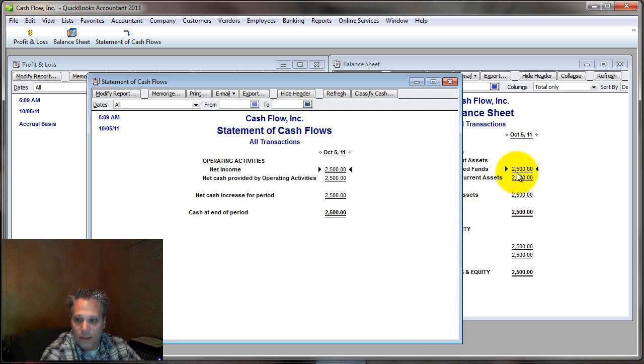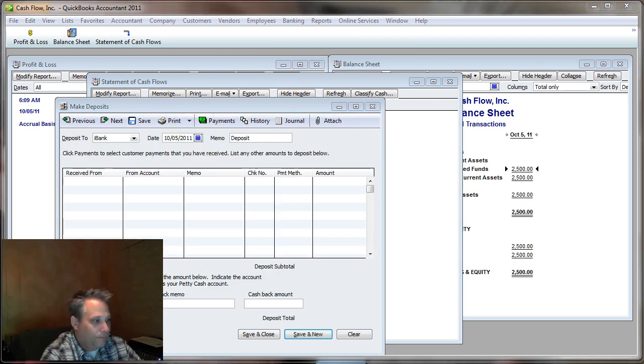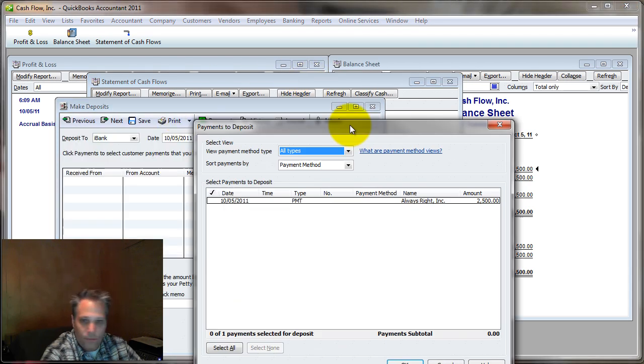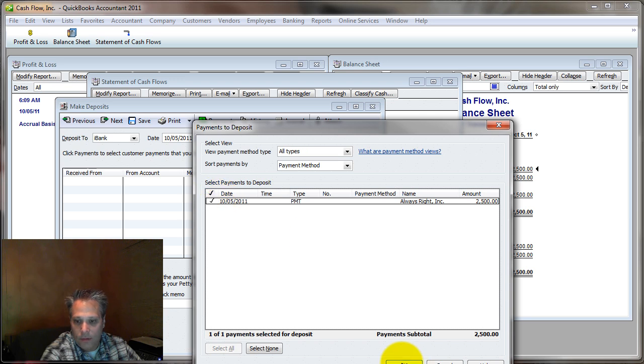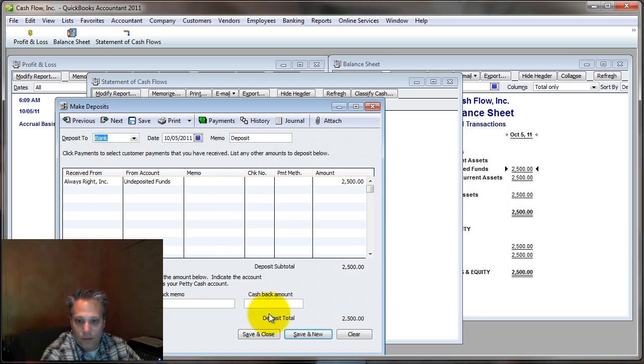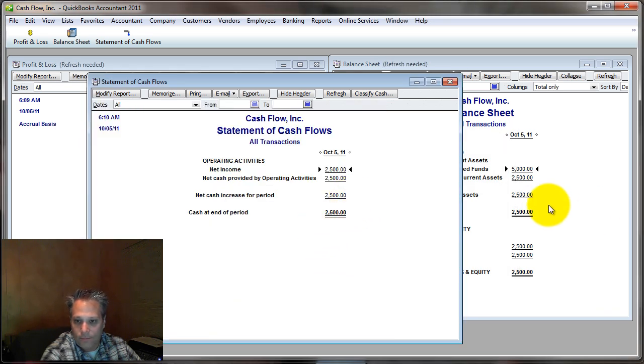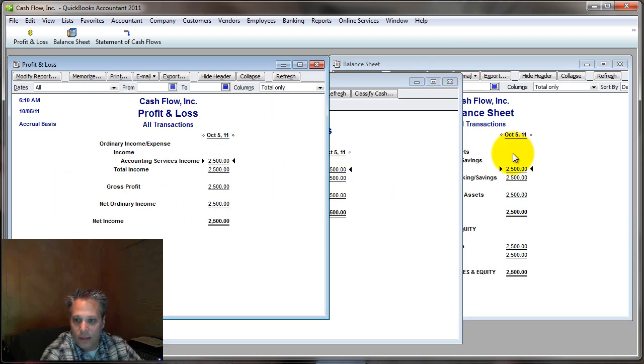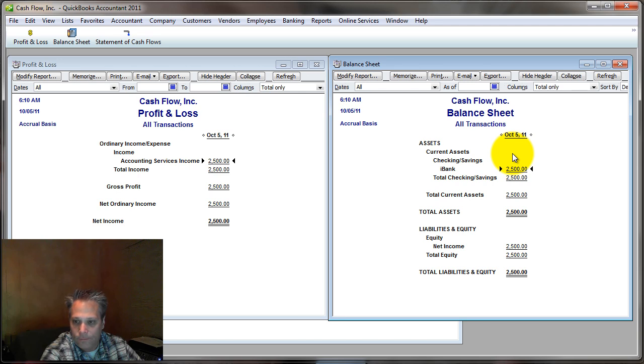Now let's take a look at what happens when I invest money into the company. So let me go to banking, make deposits, and first let's deposit this customer payment so it actually sits in the bank account on October 5th. Get that out of the way. No change to the statement of cash flows, because again, QuickBooks looks at undeposited funds the same as cash. Now we've got that money in the bank account.